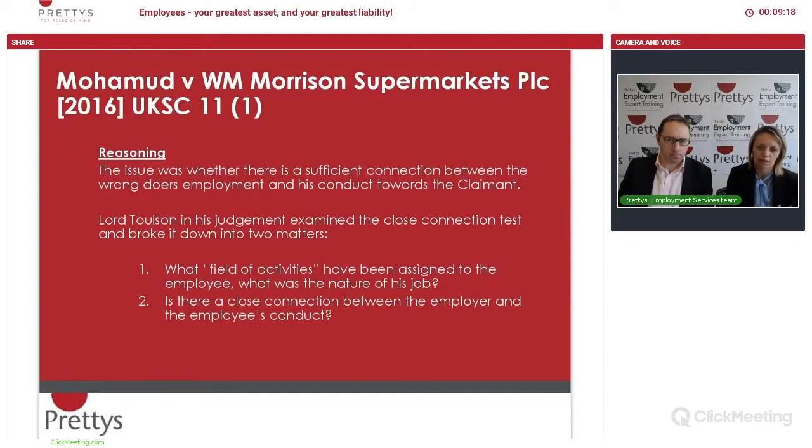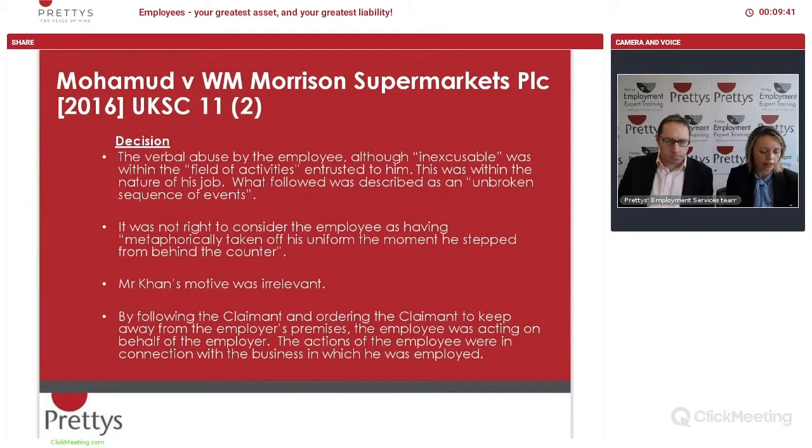And they found that there'd been a series of unbroken events between responding to the claimant's initial inquiry and then following him out to the car and telling him not to respond to the employee's business, and then reinforcing that communication with the physical conduct. So therefore, they found that although it was a gross abuse of his position as an employee, there was still that sufficiently close connection.